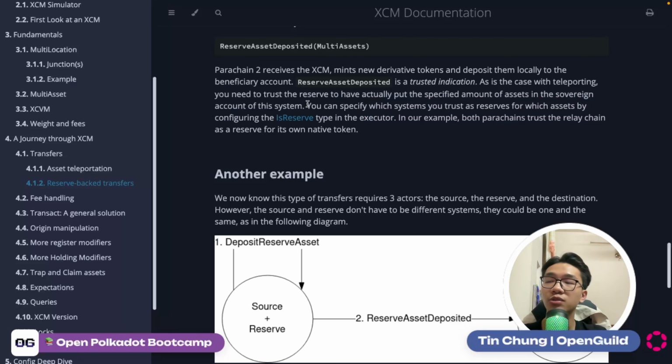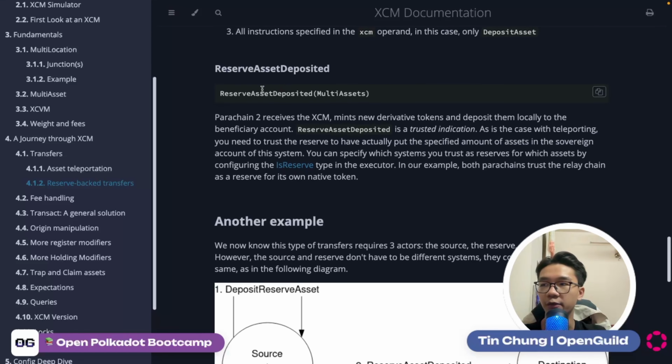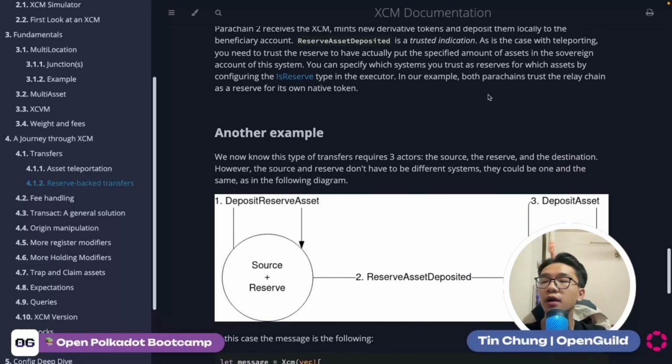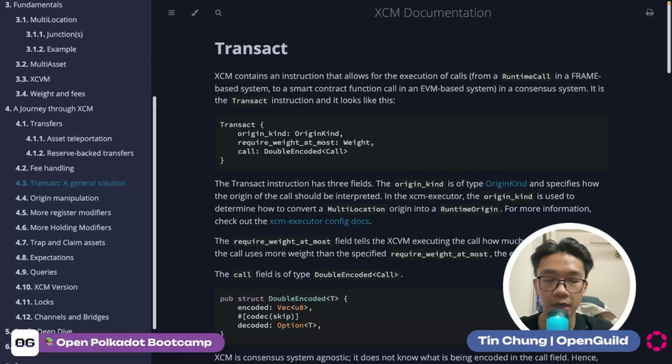However, you also need to specify the indications for the reserve chain, because right now you will receive the reserve asset deposited from that reserve chain, and that's going to be the process to the reserve. This is also in the configurations of the XCM executor. And both parachains have to trust the third-party reserve blockchain, or just the relay chain, as the reserve for its own native token. Now, aside from the transfer, I also want to talk about the Transact.